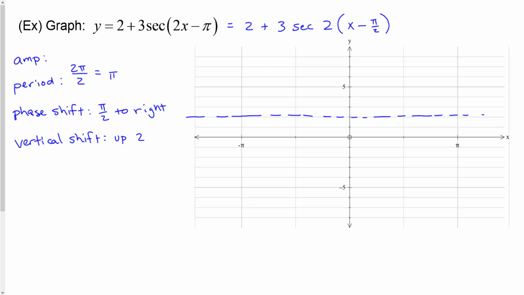The amplitude is 3, so we're going to reach a maximum of 3 units above the horizontal axis, which would put me at positive 5, and then 3 units below, so at negative 1. Okay?